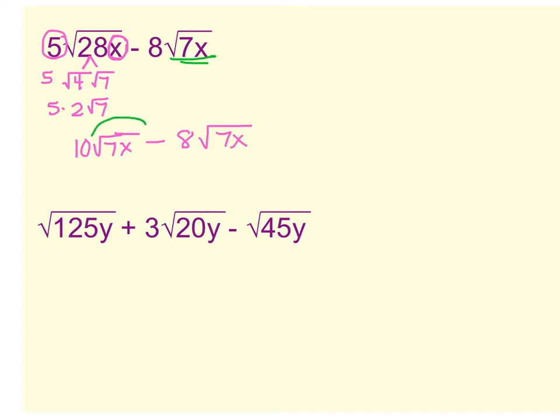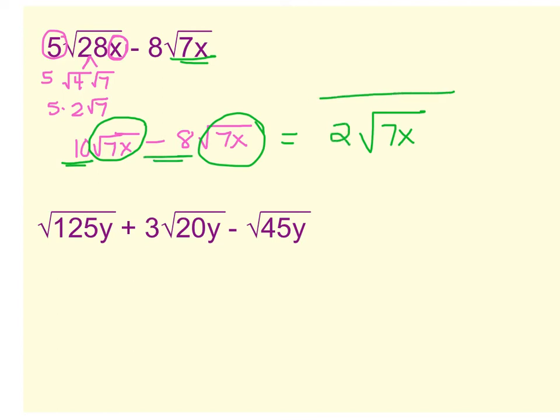So now, do we have like terms? Yes, we do. So we're going to keep the square root of 7x, and how many of those do we have? 10 minus 8 gives us 2. So 2 square roots of 7x.